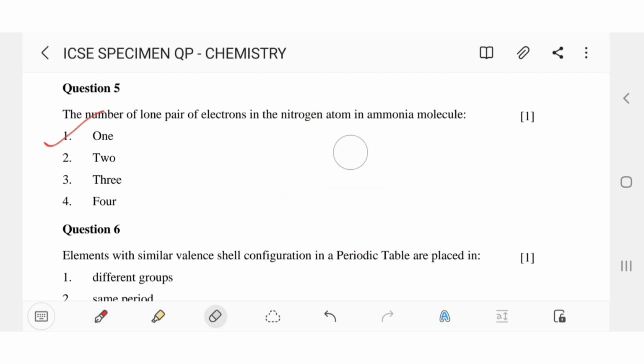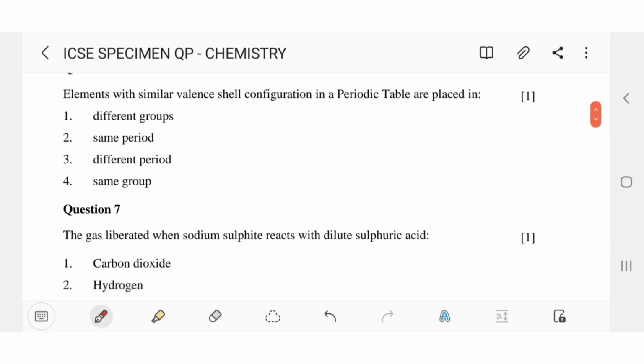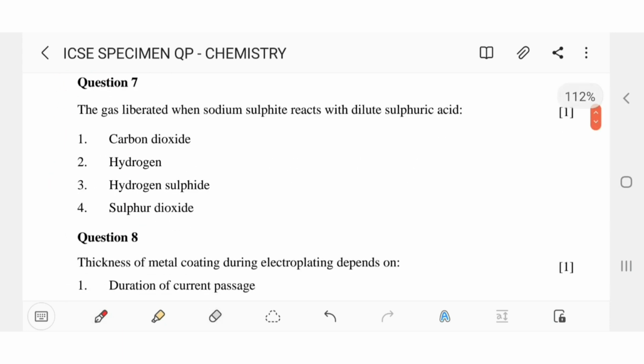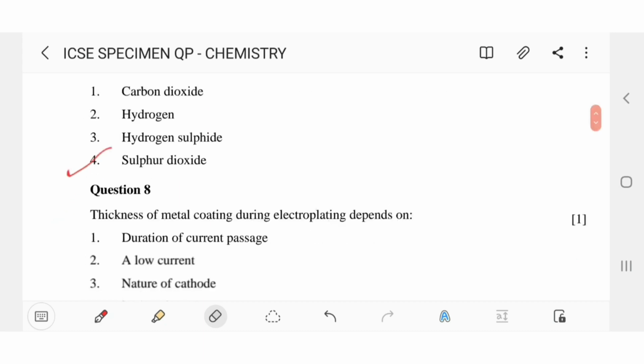Now, question number 6. Elements with similar valence shell configuration in a periodic table are placed in dash. Similar valence shell configuration means the number of valence electrons will be the same, and this is the characteristic for groups. So the elements will be of the same group. Now, question number 7. The gas liberated when sodium sulfite reacts with dilute sulfuric acid. It is sulfur dioxide.